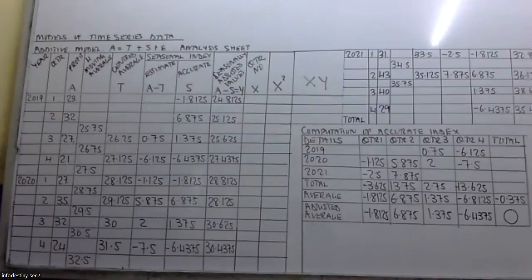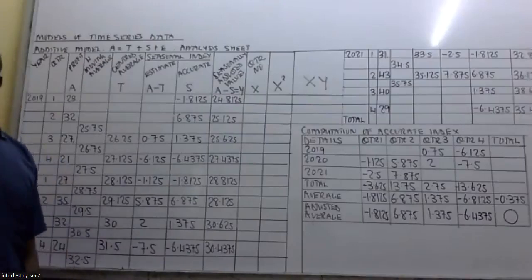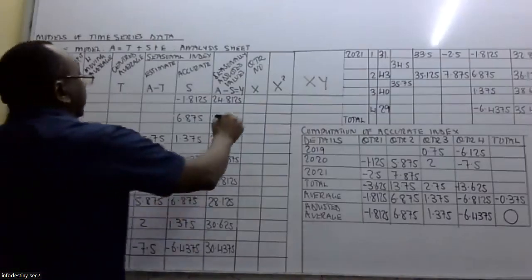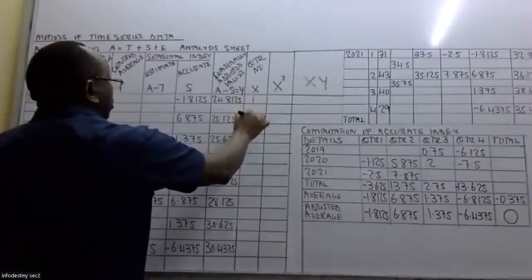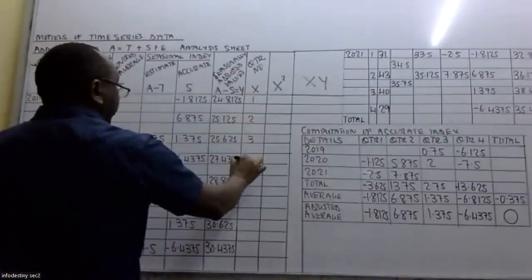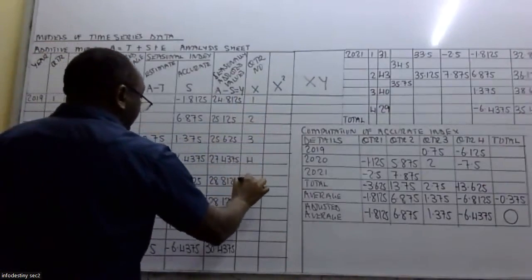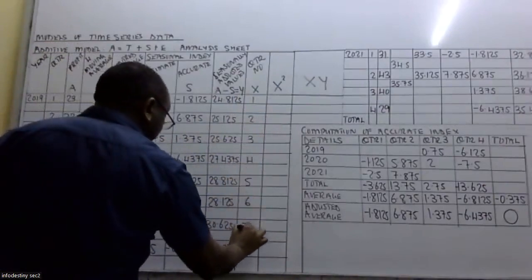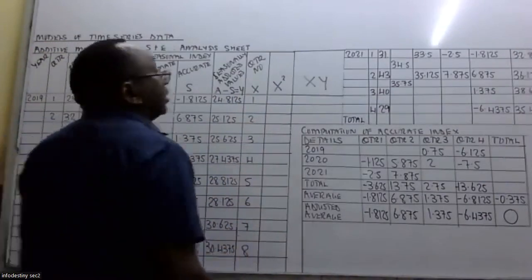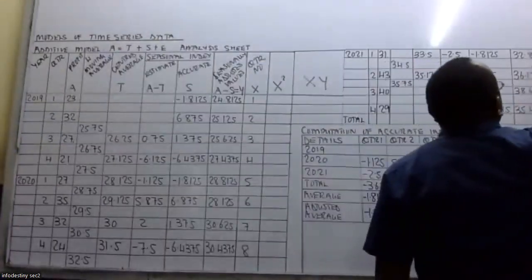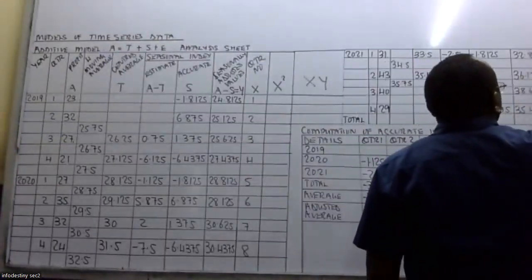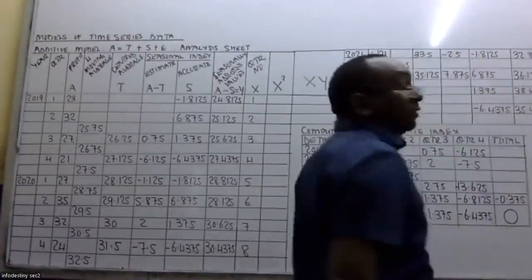Okay. Next, we just number the quarters like we did with the others. This is 1, 2, 3, 4, 5, 6, 7, 8, 9, 10, 11, 12.